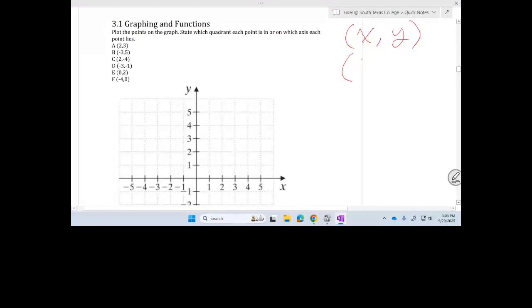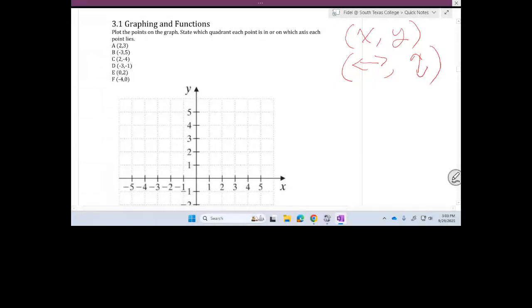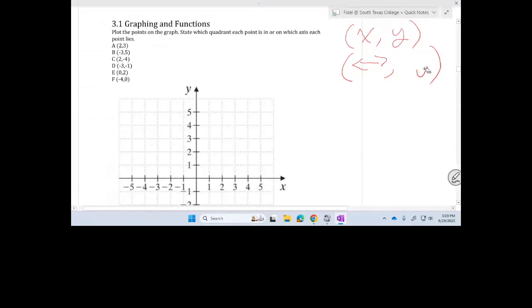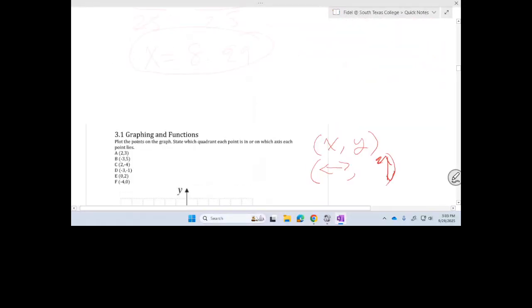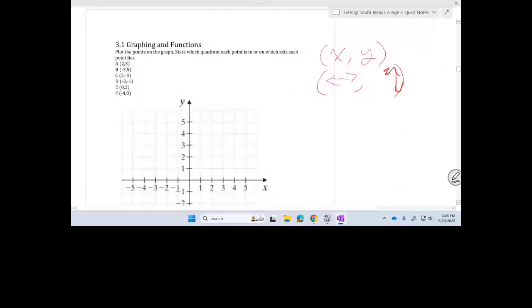The first coordinate is going to tell me how to move left or right. And the second coordinate is going to tell me how to move up or down. It's supposed to be an up arrow and a down arrow. It didn't look like that at all, so let's fix that. Still doesn't look like it, but you kind of get what I'm saying. So the first one tells me how to go left or right, and the second one tells me how to go up or down.